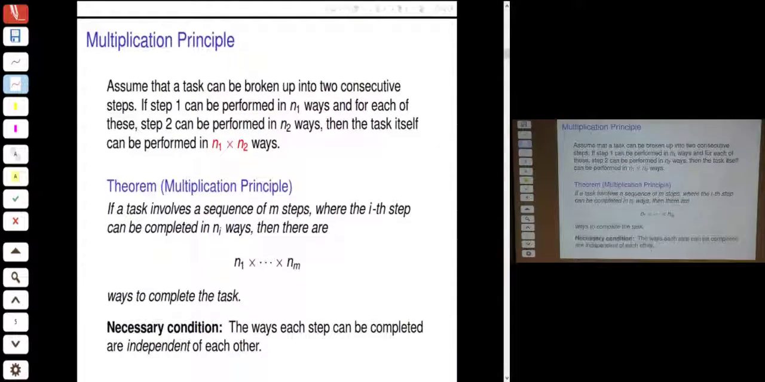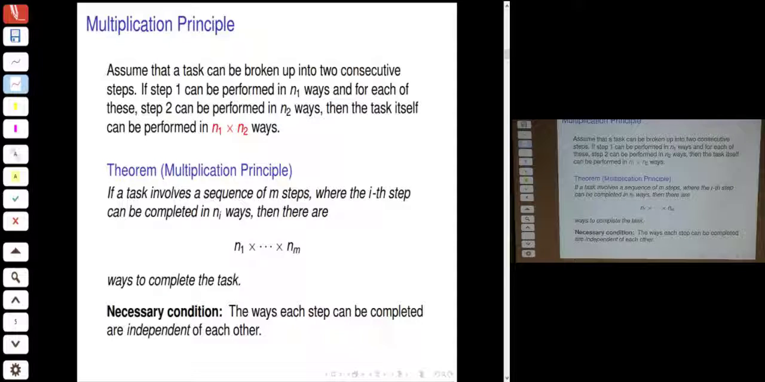So there is a formal way to discuss this. It's called the multiplication principle. So assume a task can be broken up into two consecutive steps. So always keep the hat and coat example in mind. So your task was to wear a hat and a coat. So you break this task into two consecutive steps. So for example, first you pick a coat to wear, and then you pick a hat to go along with that coat. Okay? So in general, you can think of a task that can be broken into two consecutive steps.